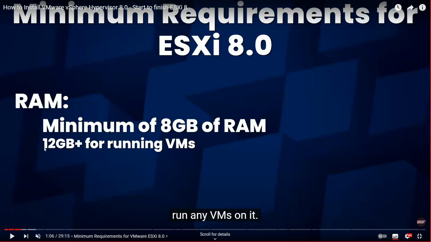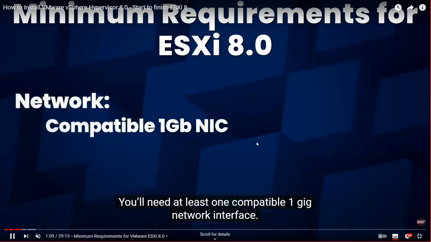You need 12 GB plus to run VMs. Suppose you want to run virtual machines on the ESX server, a minimum of 12 GB is required. I already said we are using 48 GB of RAM in our environment, so we don't have any problem with this RAM and CPU configuration.